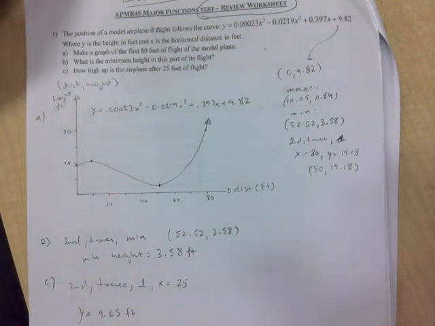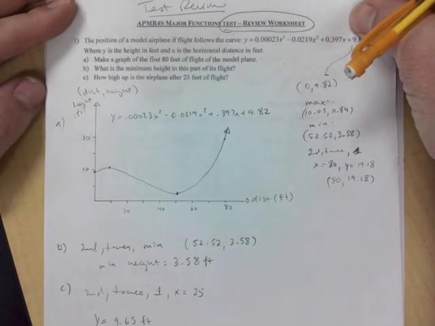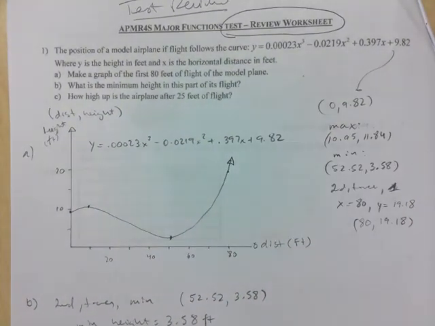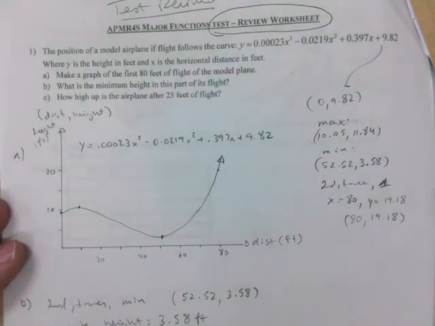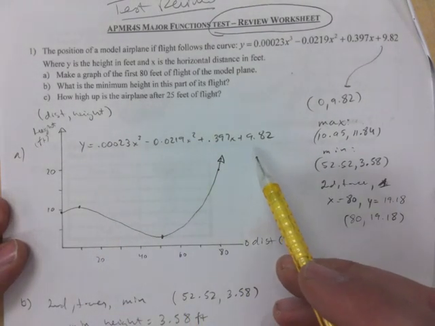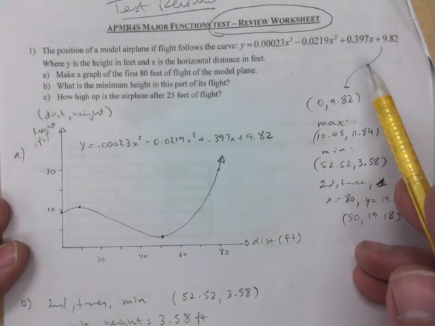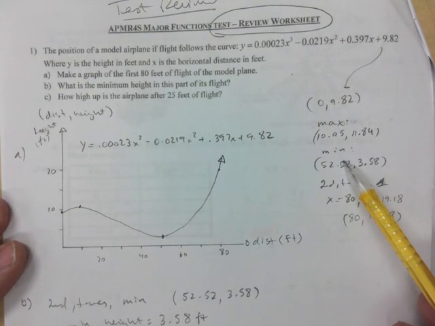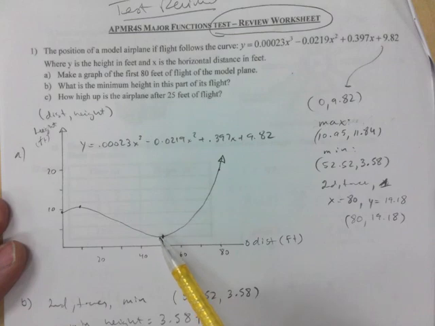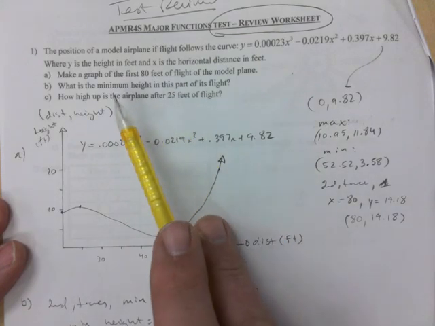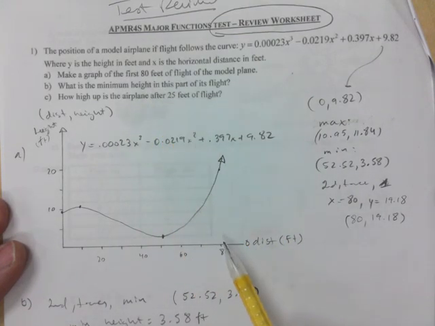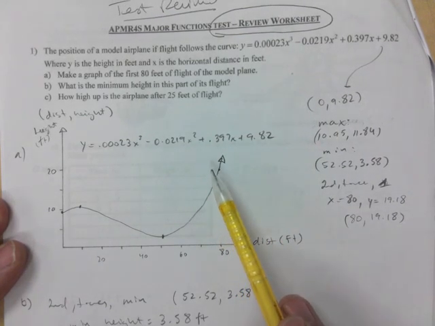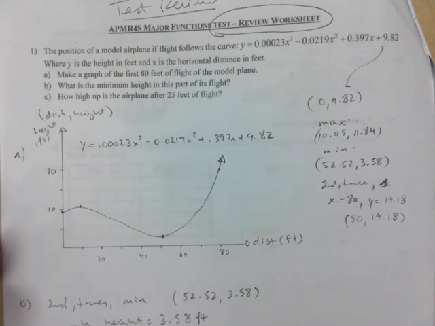All right, so I'm making the key here, so I just thought I would record it for those of you that are interested. So the first one is a cubic function. You graph it on your calculator, and some reference points that definitely should be on there are your y-intercept. There's a max and a min in this case. You want that. And it says to graph it for the first 80 feet of the flight. So I do want the point (80, 19.18) on there, and then it keeps going.